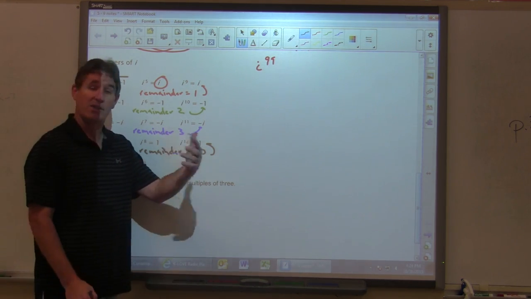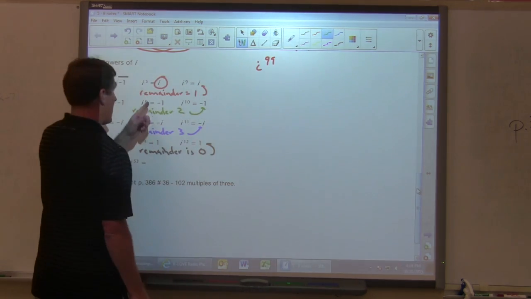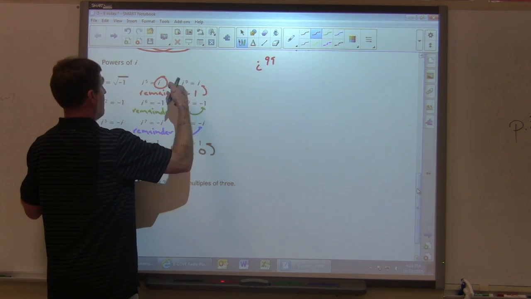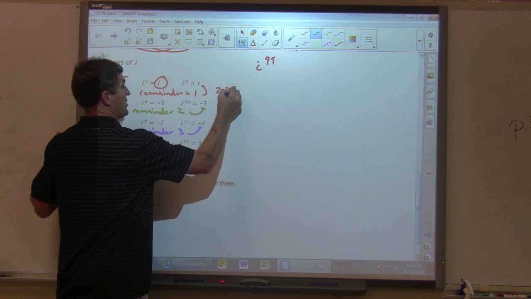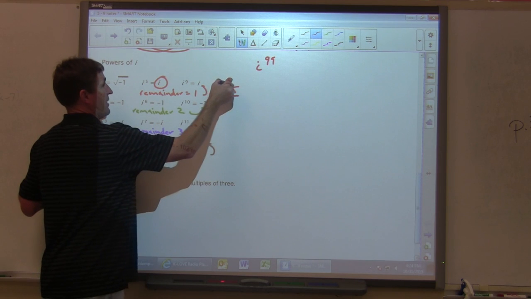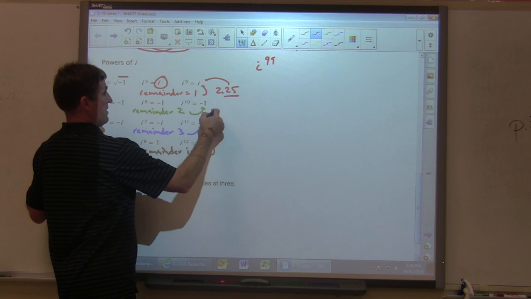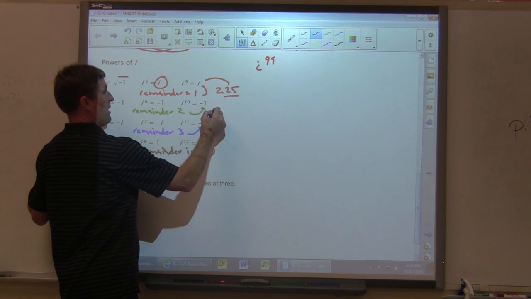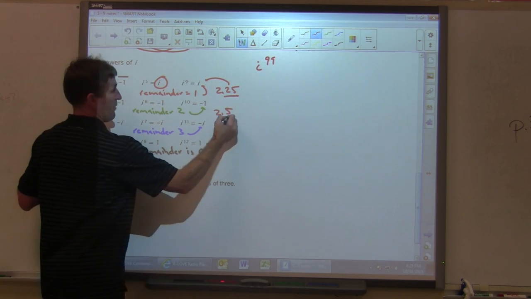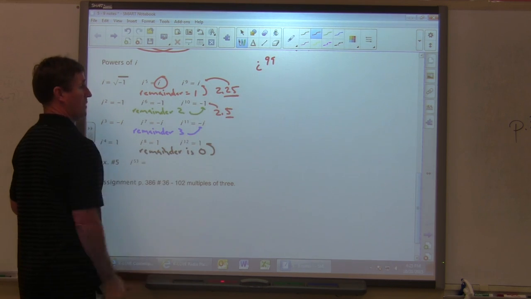Now, for those of you that like to do it on a calculator, you're going to get decimals. If I divide 9 by 4 on my calculator, I'm going to get 2.25. So anytime my decimal is 0.25, then I know that it's I. If I divide 10 by 4, I'm going to get 2.5. So if my decimal is 0.5, then I know that it's -1.